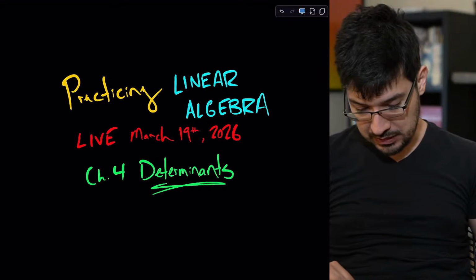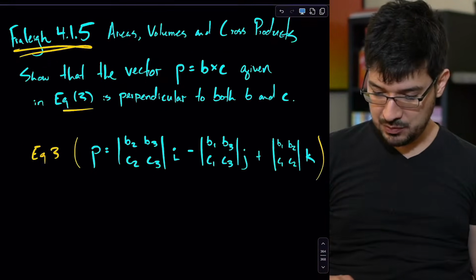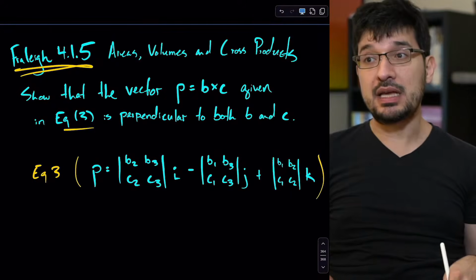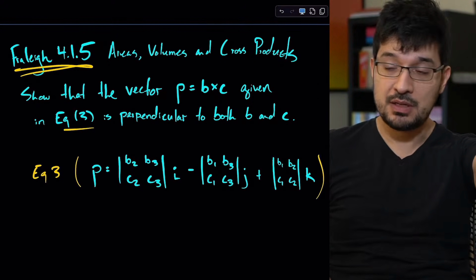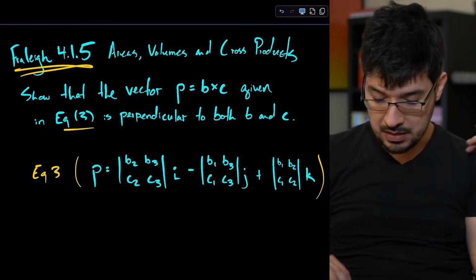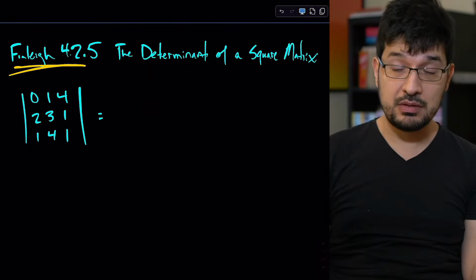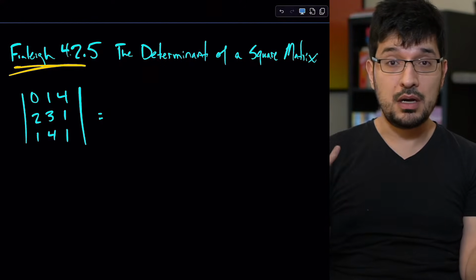Anyway, so we are in chapter 4 on determinants now. And I went ahead and wrote down the problems that we're going to work today. So we're going to be doing a problem solving stream. I will be explaining the concepts as we go. But we're going to be focused on exercises and focused on problems.